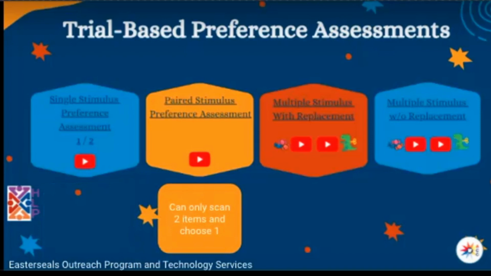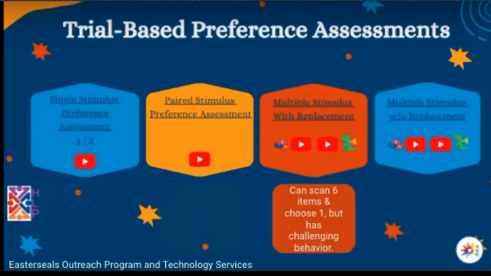If a student can scan two items and they can select between two items, a paired stimulus would be a great choice because it's two items at a time.